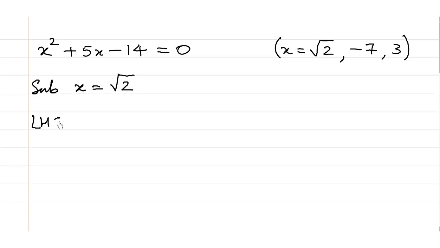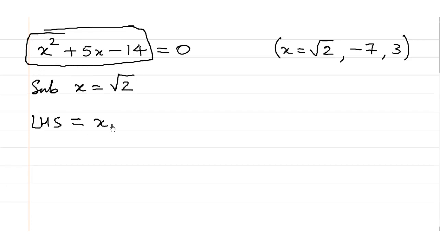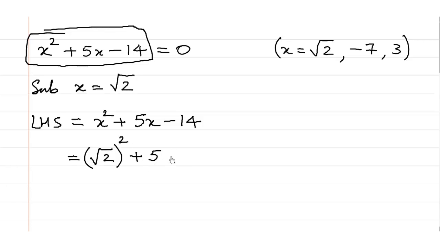The left hand side is anything to the left of the equal to mark. So this is the left hand side, is equal to x square plus 5x minus 14. So let's substitute x is equal to square root of 2. Wherever you see x, put a square root of 2. (Square root of 2) the whole square plus 5 into square root of 2 minus 14.